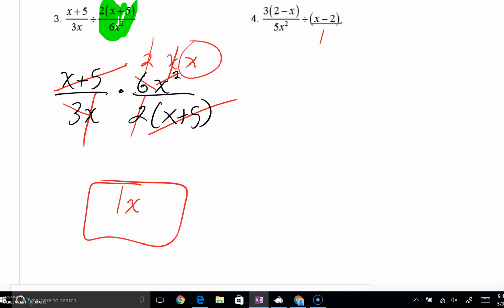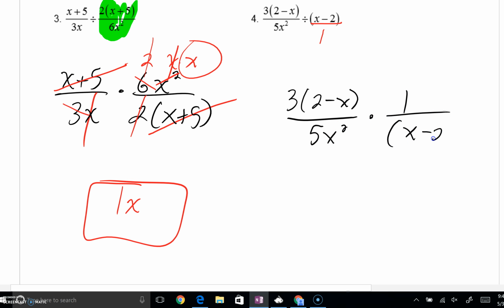So recopy your first fraction. Don't change a thing. Just recopy it the way you see it. Multiply by the flip that you get over here. Okay? So your second term after the division isn't written as a fraction. Make it a fraction. Put it over 1. Does anything cancel out?